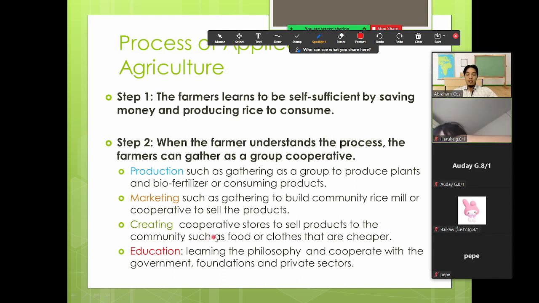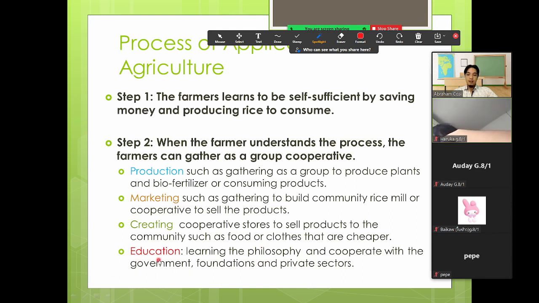Okay, they can, let's say, help you with building a rice mill. They can fund you. They can give you or let you borrow money to build a rice mill. They can also help with the supply of water for your farm.